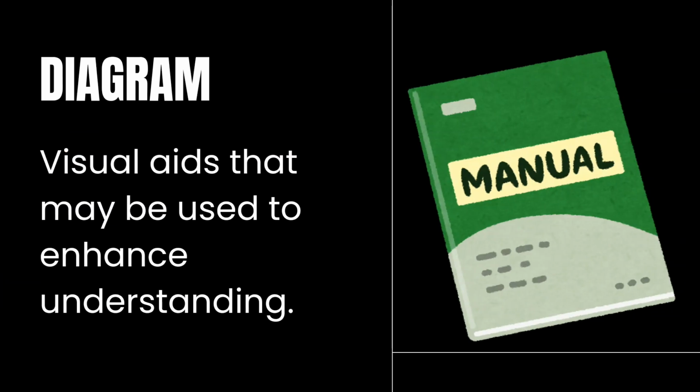Now let's move on to diagrams. Diagrams are powerful visual aids used to enhance understanding. They simplify complex information, making it easier to grasp at a glance. Examples include flowcharts, which outline steps in a process, or pie charts that visually represent data proportions.